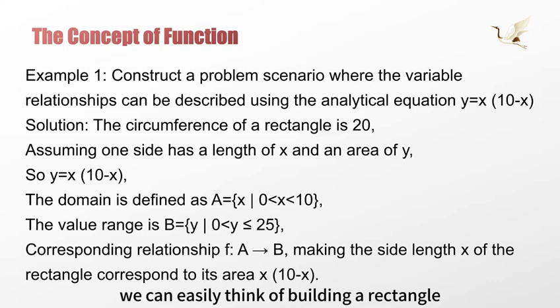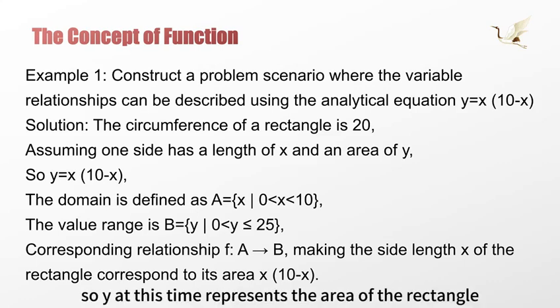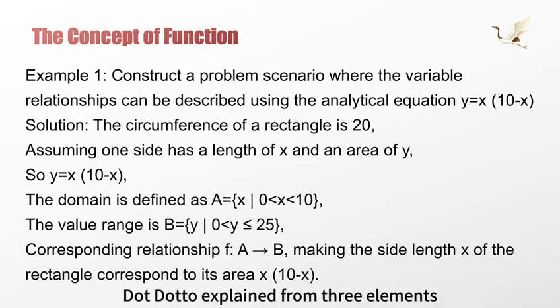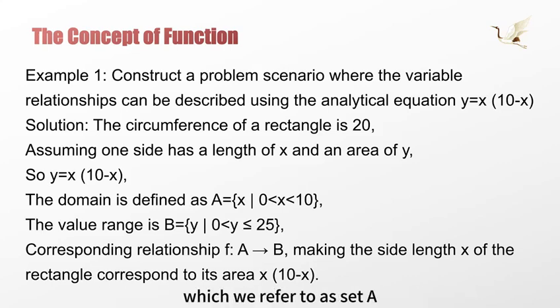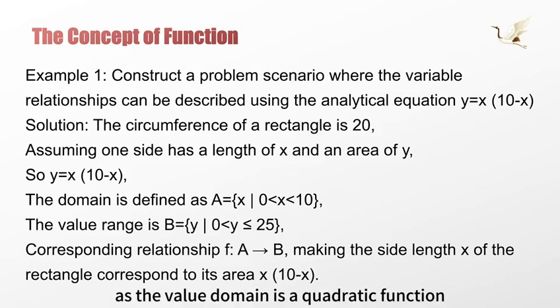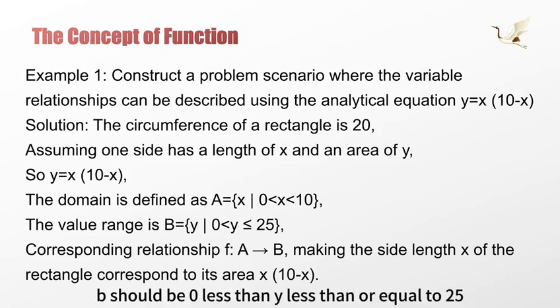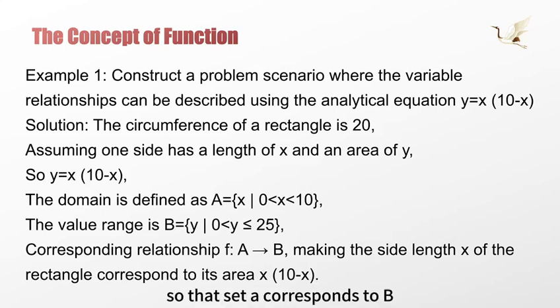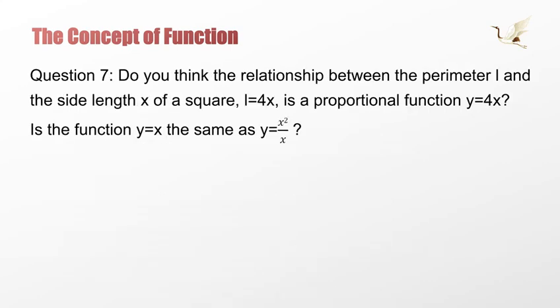We can easily think of building a rectangle with a perimeter of 20. One of the edges is denoted as x and the other edge is 10 minus x, so y at this time represents the area of the rectangle. To explain from three elements, the domain is defined as 0 less than x less than 10, which we refer to as set A. As the function is quadratic, its graph opens downwards, so it has a maximum value. B should be 0 less than y less than or equal to 25. Corresponding relationship f, so that set A corresponds to B, and the side length x of the rectangle corresponds to its area x multiplied by (10 minus x).